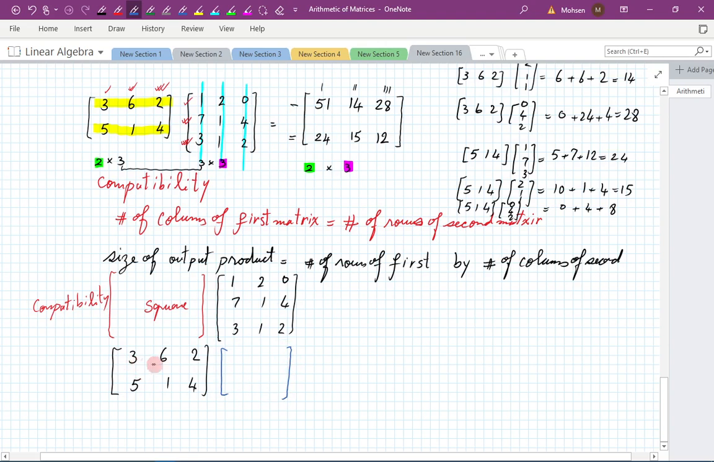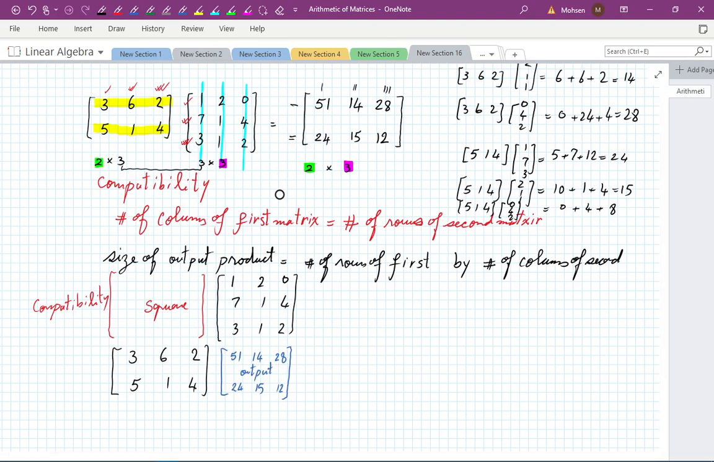So 3, 6, 2, 5, 1, 4. This has 2 rows, and so does this. This has 3 columns, so does this one. So my output, that's going to be 51. Whatever we had here, 51, 14, 28, 24, 15, 12. That's going to be the output of our multiplication, written here. Okay, so that is what is meant by matrix multiplication.